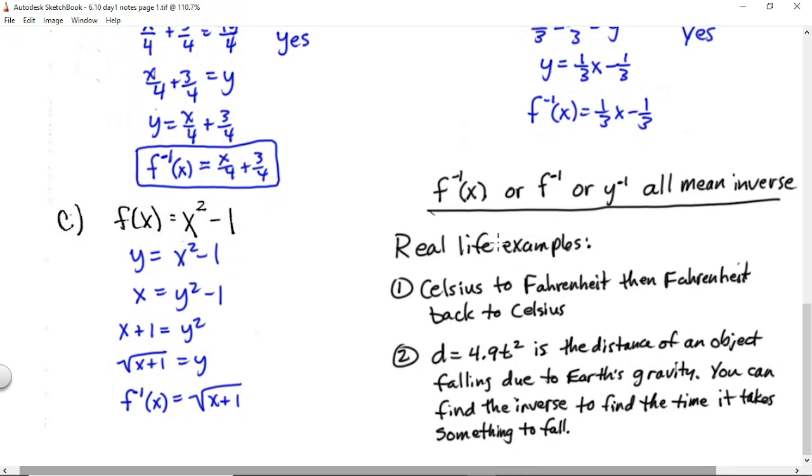The other example we have is this equation. It's the distance of an object falling due to Earth's gravity. But what if you wanted to find the time it takes for something to fall a certain distance? This formula, if you know the time, it will give you the distance. If we took the inverse of that, we'd have a formula that if you know the distance, it would give you the time. So that's an example of an inverse of a function.